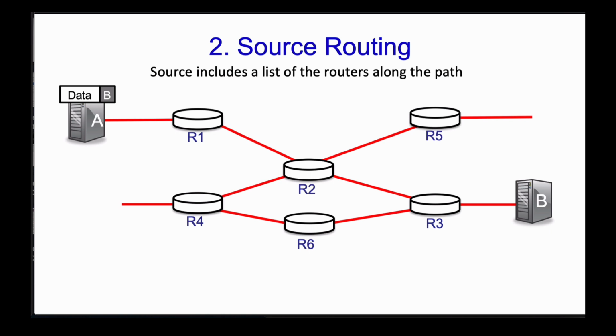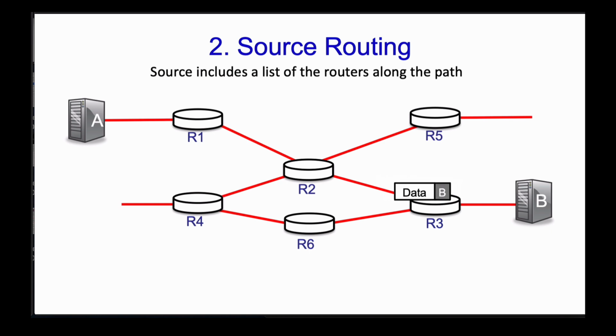Source routing is when the source includes a list of the routers that the packet should visit along the path. Let's take a look at an example. The source has put a list of routers, R1, R2, and R3, into the packet header. When the packet reaches R1, what it's going to do is pop off the first entry and send the packet on to R2, and so on.